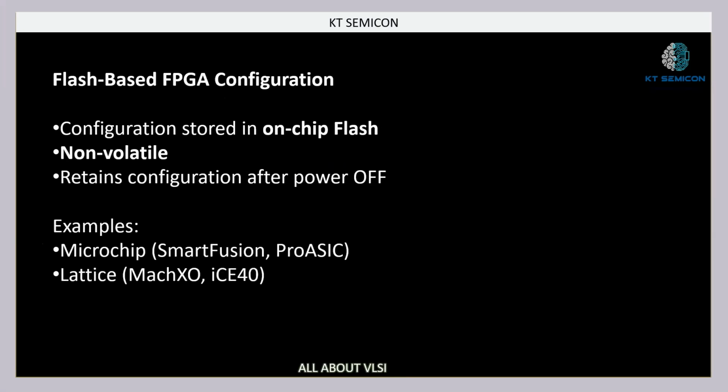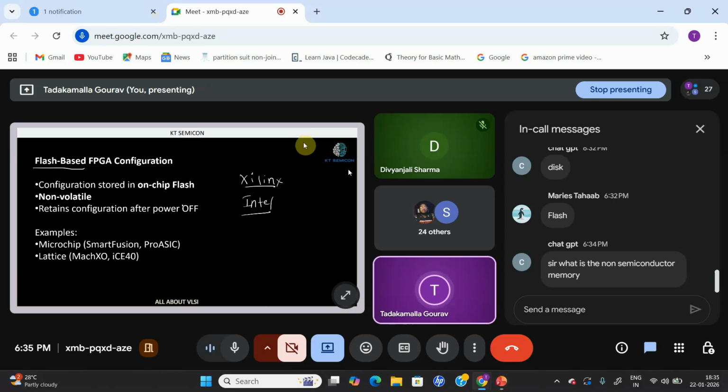Next come flash based FPGAs, where the configuration data which you have stored inside that chip will not be erased. You have Microchip and Lattice, and in Xilinx also we have flash based FPGAs, and Intel also. So you need to check the exact specification, like what exact board you are working with. There you can see whether it is a flash based FPGA or not, right?